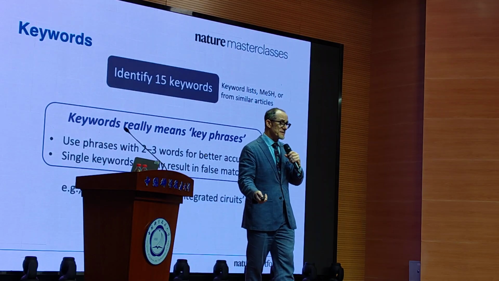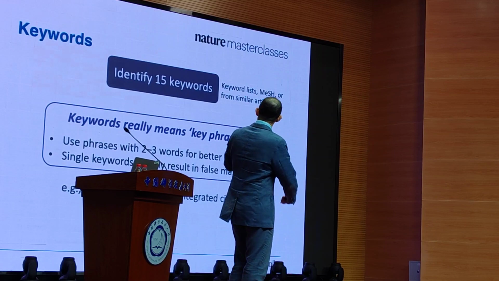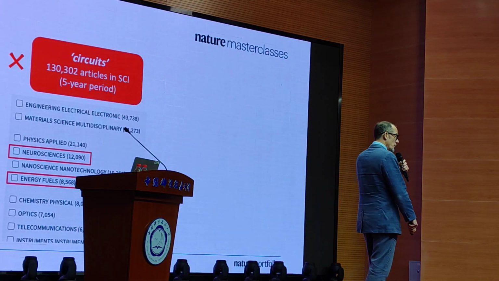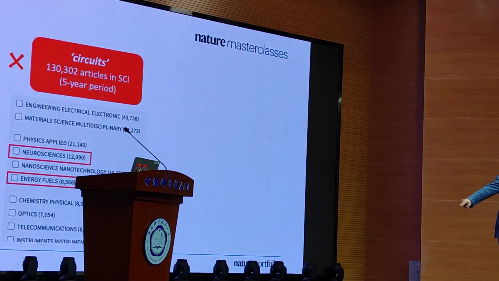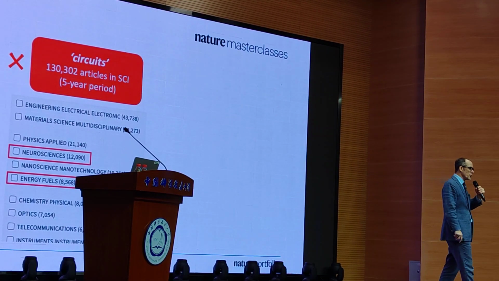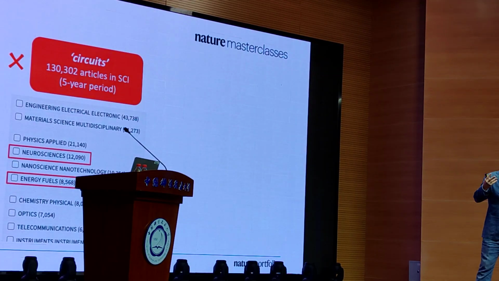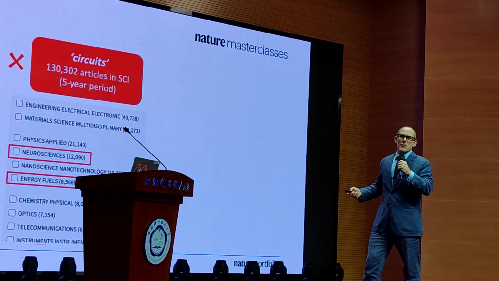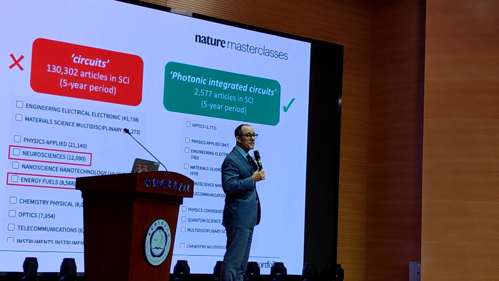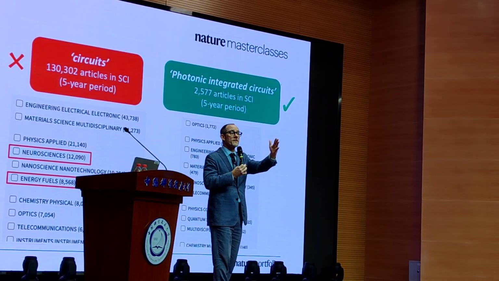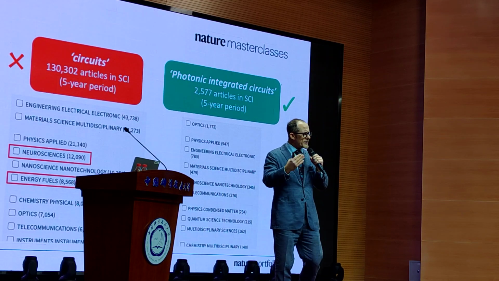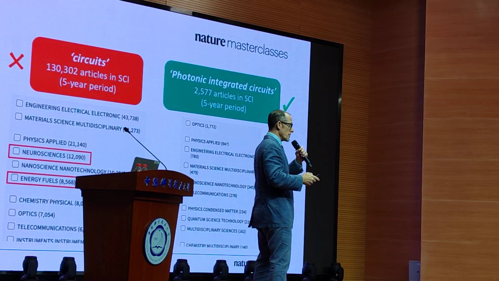So let's, for example, compare circuits with photonic integrated circuits. Circuits, if I look at this in Web of Science, I can see 130,000 articles in a 5-year publication window. Not only is it really a lot of articles, but it's across a range of different disciplines: electrical engineering, materials science, applied physics, neuroscience, energy fuels, because circuits could be neuronal circuits. The word circuits is a very generic term. But if we use photonic integrated circuits, not only do we have much fewer articles, but we can see they're all within the same basic field, which means you're not being diluted out by papers from other disciplines. You're really further improving the discoverability of that article online. So that's why using these phrases is a lot more efficient for you than a single word.